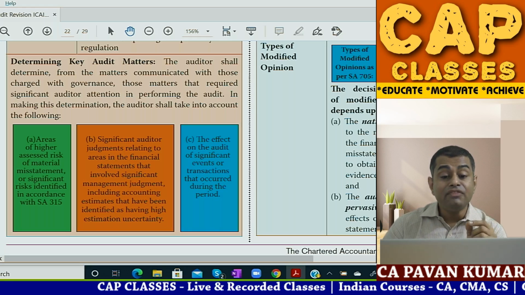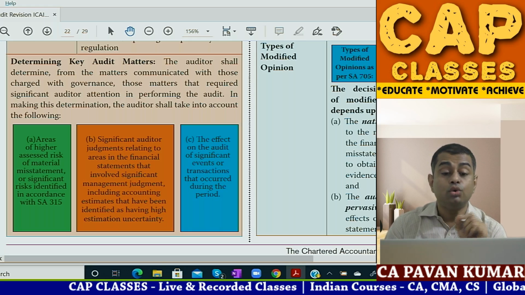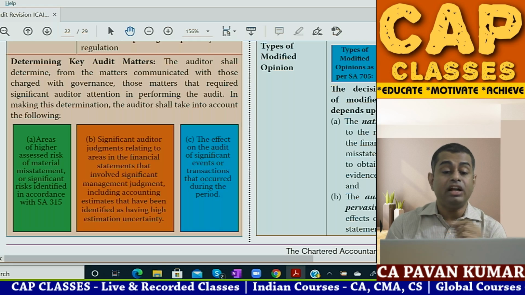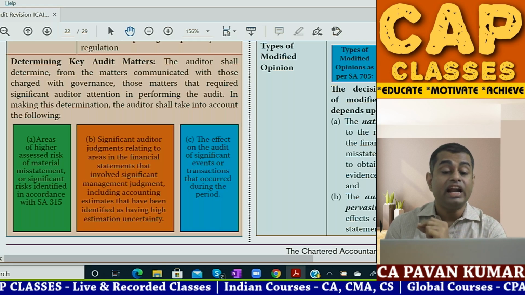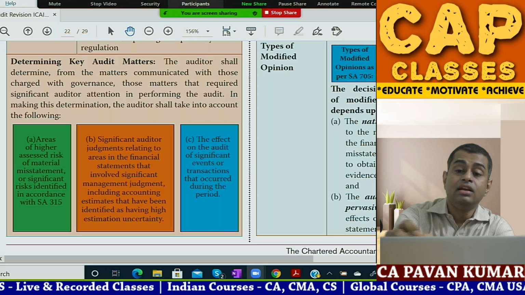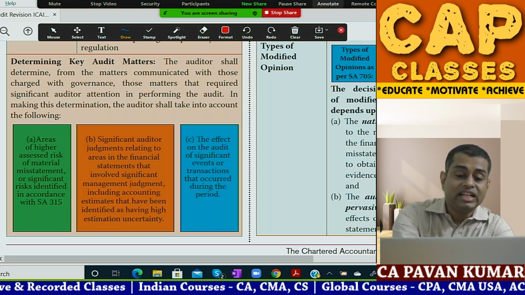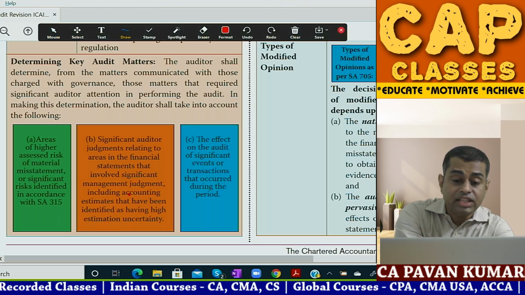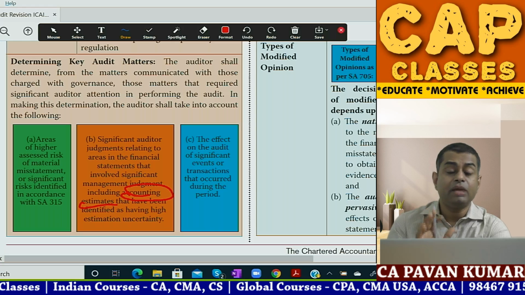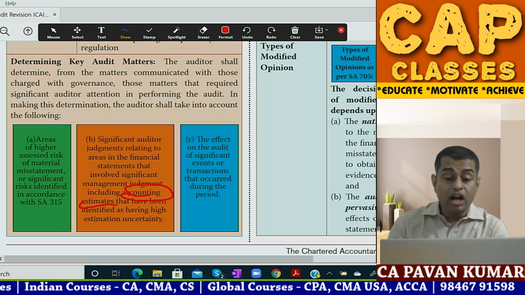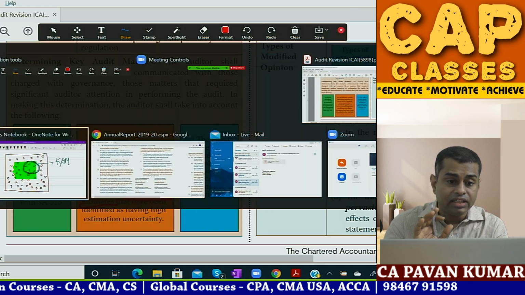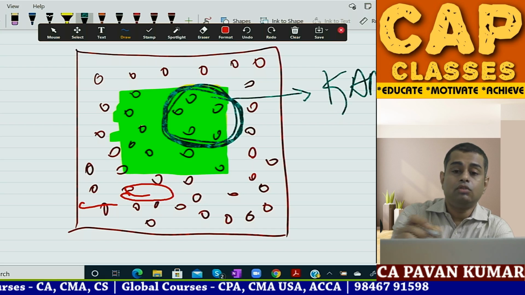Second one, significant auditor judgment relating to areas in financial statements that involved significant management judgment, including accounting estimates that have been identified as high estimation uncertainty. I'll give you two best examples. Basically we are speaking about accounting estimates. So, what is this accounting estimate? Remember it like this.